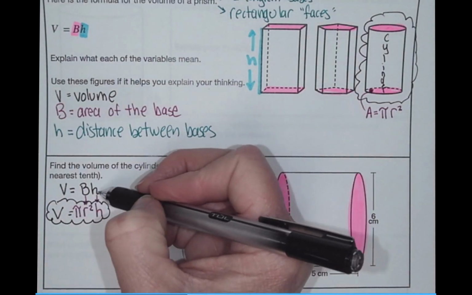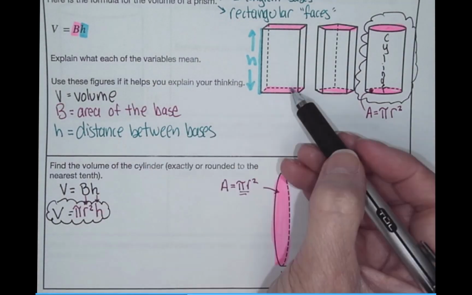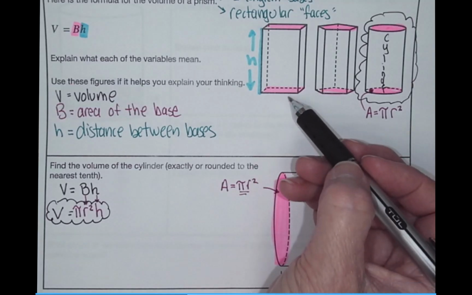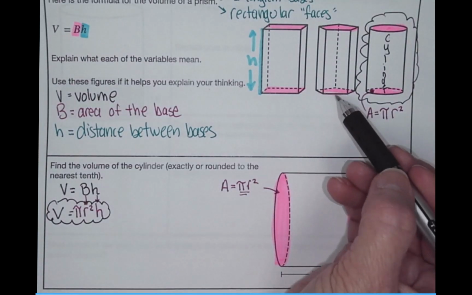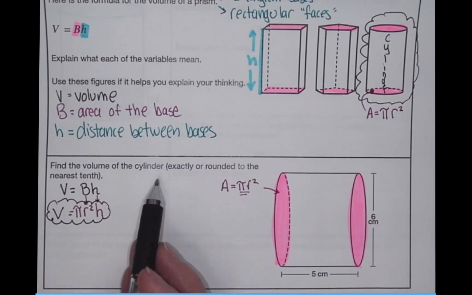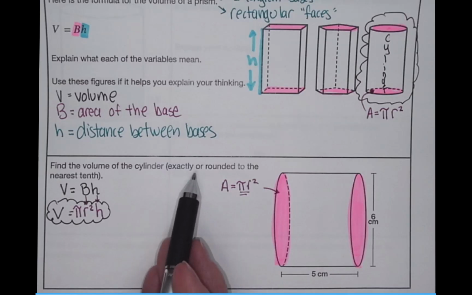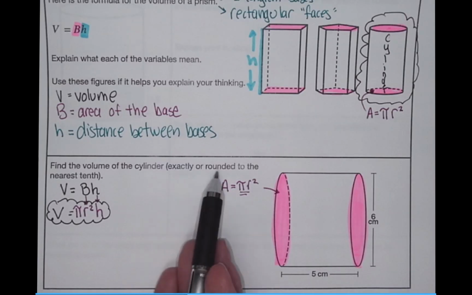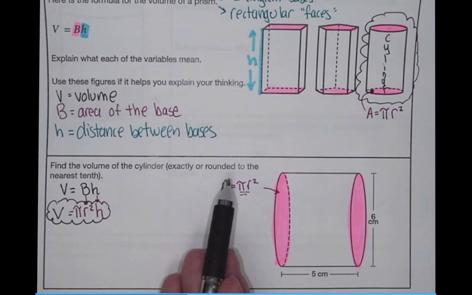This will work for any figure that has a top and a bottom. It doesn't matter if it's a rectangular prism or a pentagonal prism or a cylinder. But since we're going to be focusing on cylinders, this is the formula we want. Okay, so let's go ahead and find the volume of the cylinder, exactly or rounded. We'll talk about those two words in a moment. Rounded to the nearest tenth.